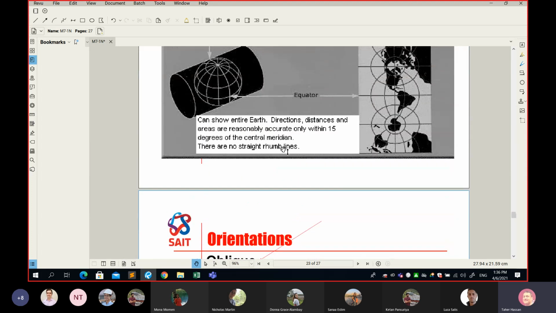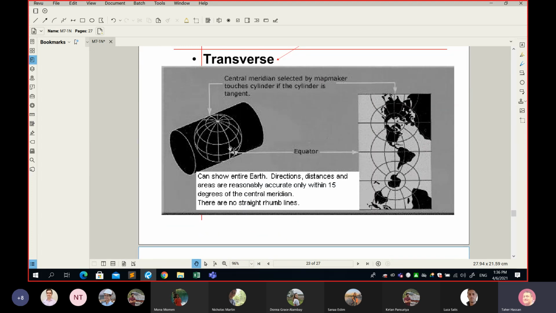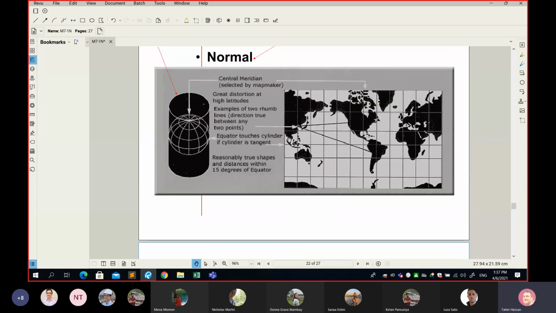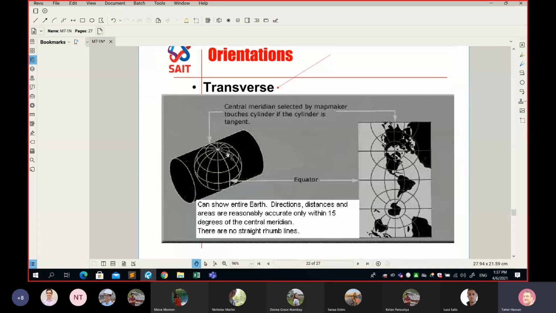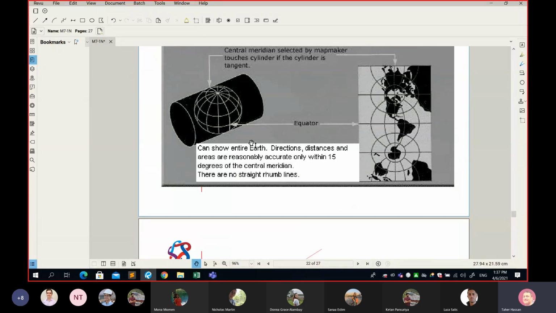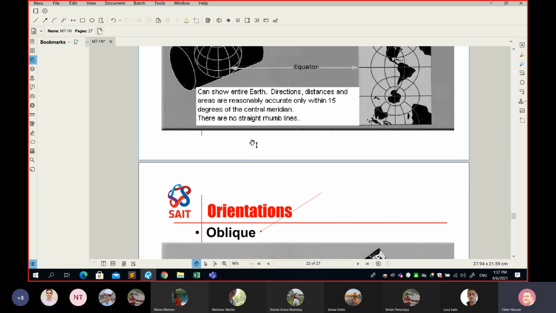Let me remind you. I need some help, please. When we rotate the cylinder by 90 degrees, when the cylinder is in the normal position, where does it touch our ellipsoid? The equator. How about if we rotate by 90 degrees? I'll give you the answer for the sake of time. It simply touches the ellipsoid in a meridian, okay? And then we call it the central meridian.